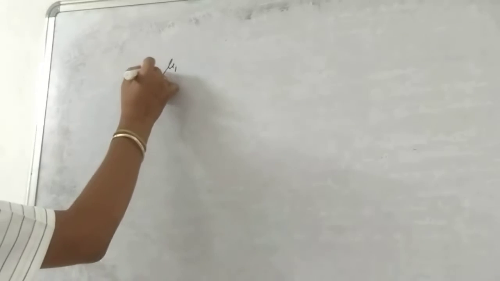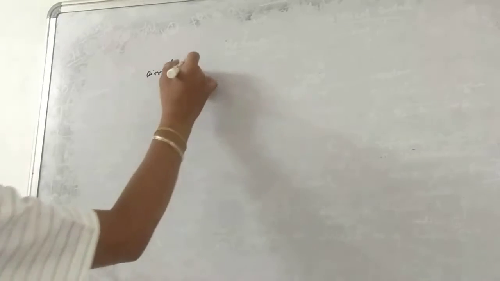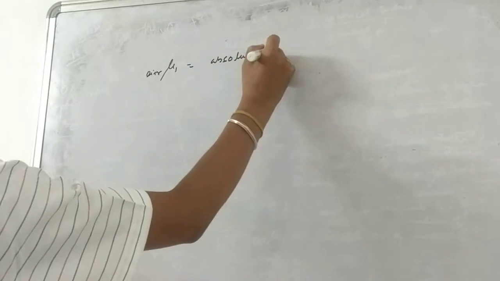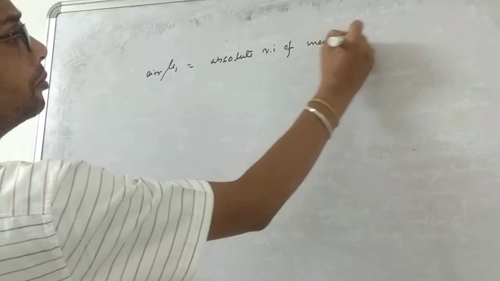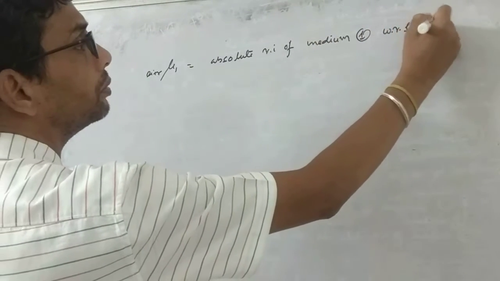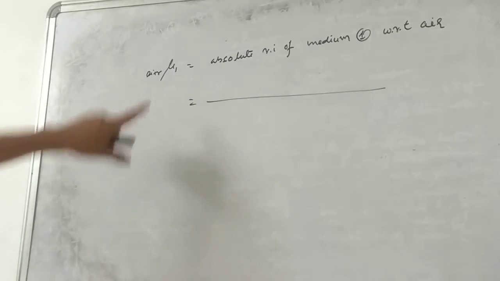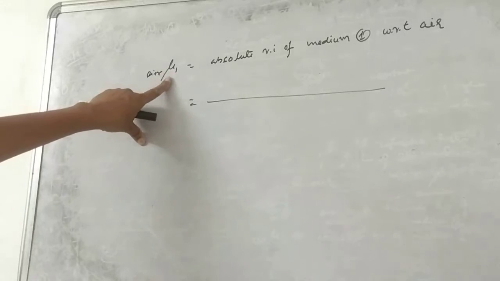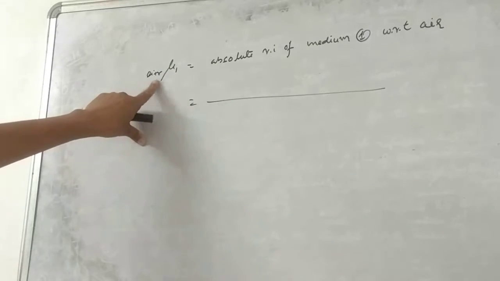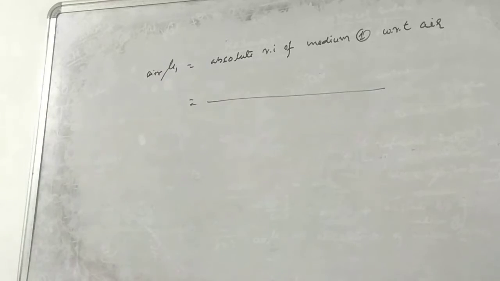Now suppose we have some basic definitions. What is the absolute refractive index of medium 1, that is, with respect to air? This is the absolute RI of medium 1 with respect to air. There is another definition of that refractive index. It is called absolute refractive index because we measure the refractive index with respect to air, that's why the refractive index of medium 1 is called the absolute refractive index of the medium.